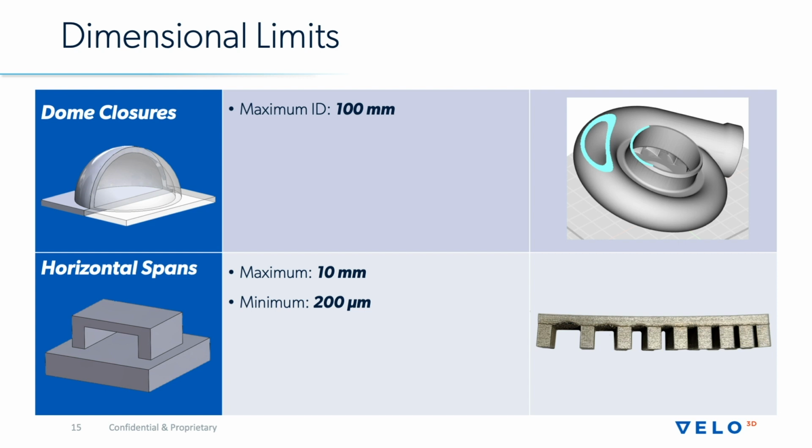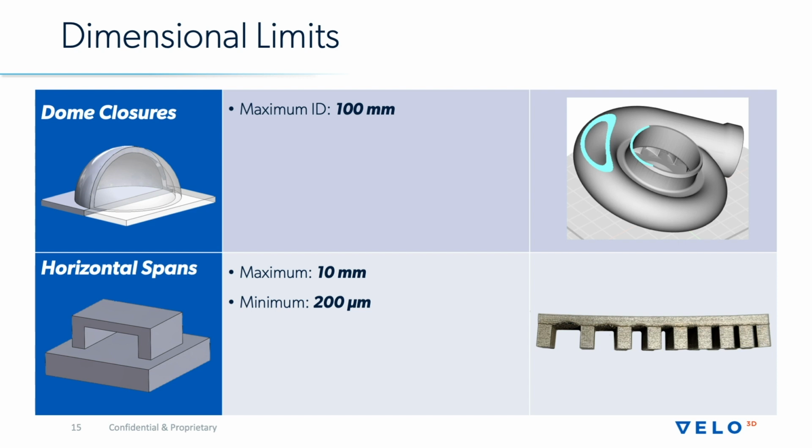And when you have internal geometries, really looking at this turbo volute and how the closure is working its way up, it can be extremely hard or impossible to reach in and remove supports. So in some of these cases, you're taking something that couldn't be done with any other AM process and enabling it on a VELO system.